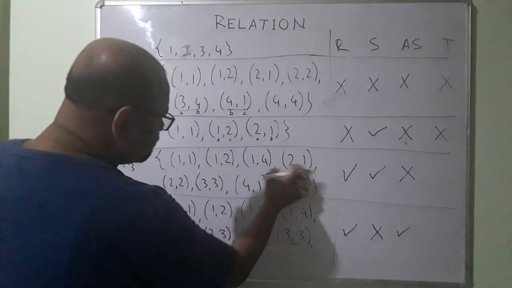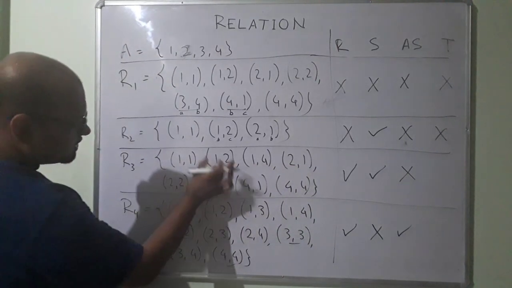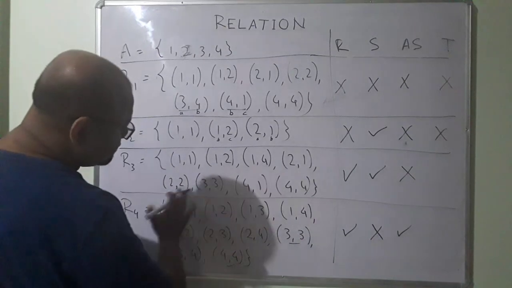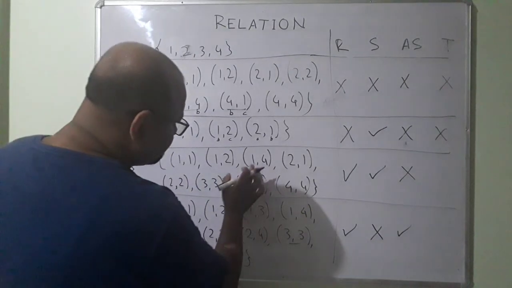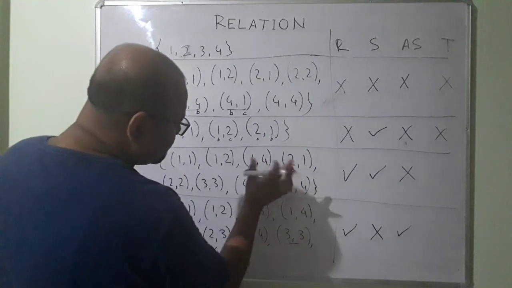(1,2) and (2,1): (1,1) is there. Okay, (1,2) and (2,2): (1,2) is there. So no other thing with 2. (1,4), so let us check with 4. (1,1) and (1,4): (1,1) is there. (1,4) and (4,4): (1,4) is there.